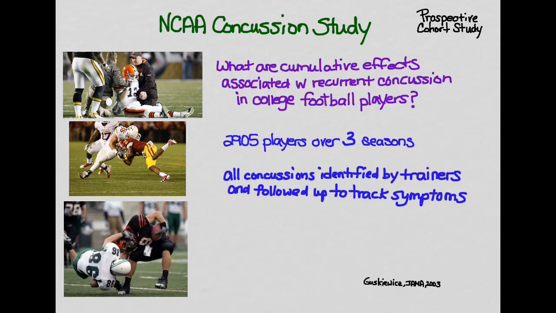So the next study we're going to look at is a study looking at a particular exposure, a rare exposure. So this is the NCAA concussion study. And the question is about the cumulative effects associated with recurrent concussion in college football players. So 2,905 players were enrolled in the study over 3 football seasons, and any concussion that they had, or actually any head injury they had, was followed to track symptoms, and then all concussions were identified by the trainers.